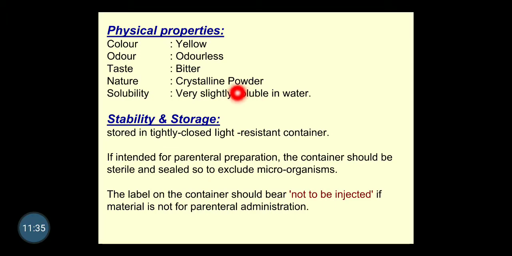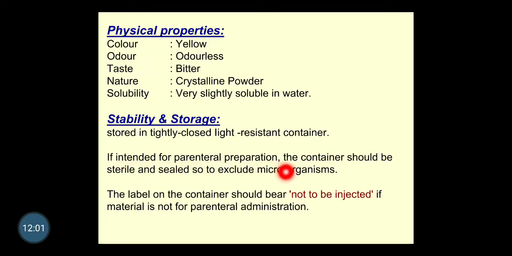Next, as far as the physical property is concerned, it is an odorless, bitter crystalline powder, very slightly soluble in water. It has a slight solubility due to the increase in the number of rings. As the number of rings increases, the number of carbons increases, and that leads to non-polarity, and that results in making it very slightly soluble in water. Water solubility gets decreased.